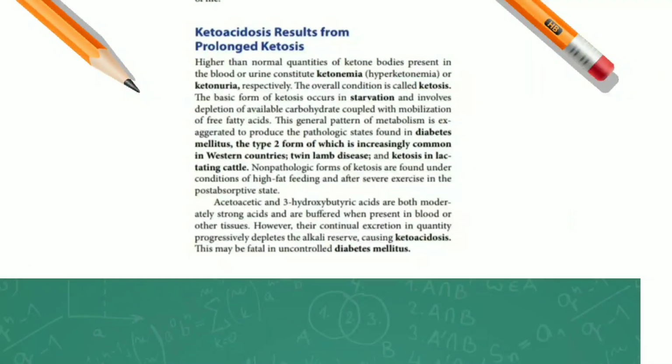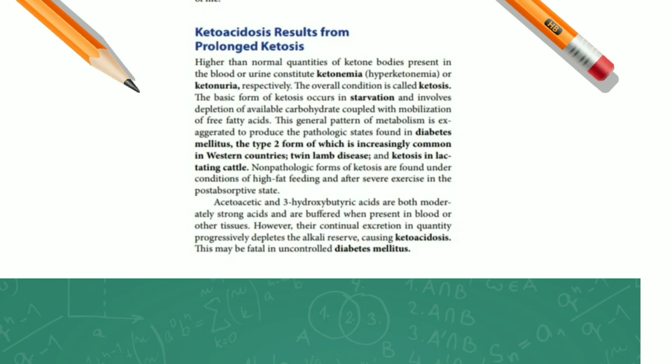When there are increased ketone bodies in our bodies, it happens during starvation. So there will be hyperketonemia or ketonuria. Ketones will appear in the urine, and the overall condition is known as ketosis. The basic form of ketosis occurs in starvation. Acetoacetic and 3-hydroxybutyric acids are both moderately strong acids and are buffered when present in blood or other tissues. However, their continual excretion in quantity progressively depletes the alkali reserve, resulting in ketoacidosis.